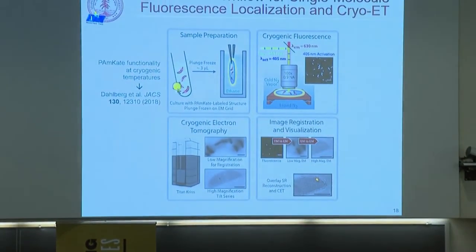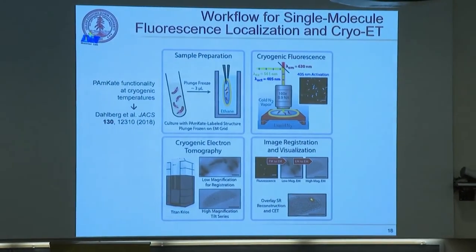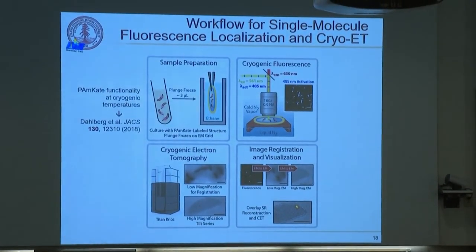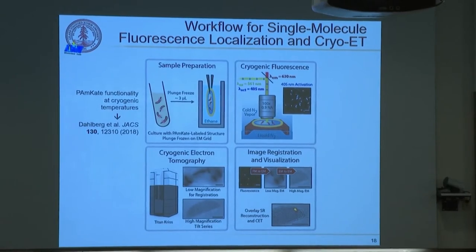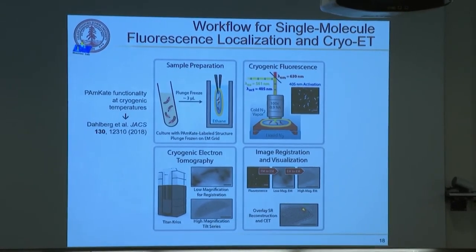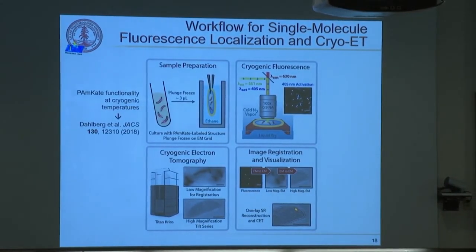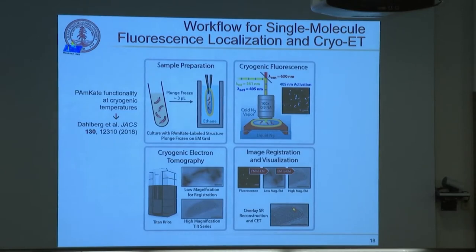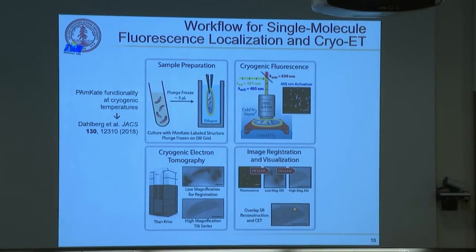So here are some bacterial cells that have been labeled. You have to plunge freeze a solution of the cells on an electron microscope grid into liquid ethane. That produces vitreous ice. It freezes the water so fast that it doesn't form a crystal. It stays transparent. And it's a way to make sure that you haven't really perturbed the system very much, even though you've cooled it down.